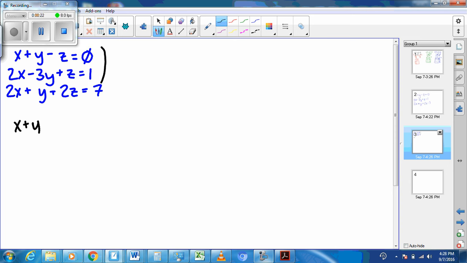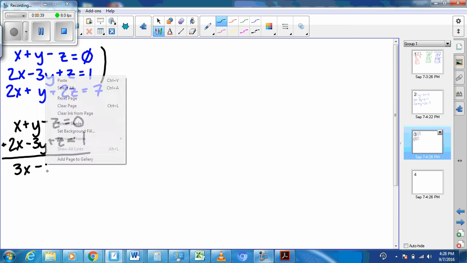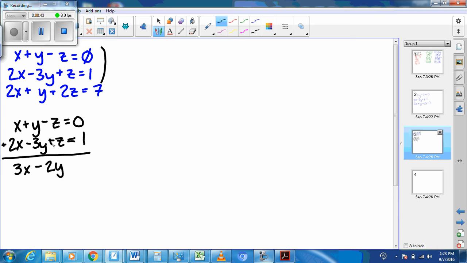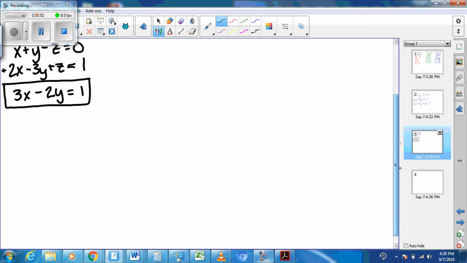x plus y minus z equals 0, and 2x minus 3y plus z equals 1. If I add straight down, my z's are going to go away. So x plus 2x gives me 3x. y plus negative 3y is negative 2y. Negative z plus z zeros out. And 0 plus 1 gives me 1. So there's the first of the 2 equations I need. I'm going to hang on to that and come back to it in a minute.